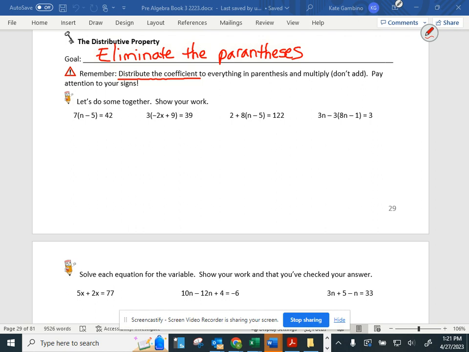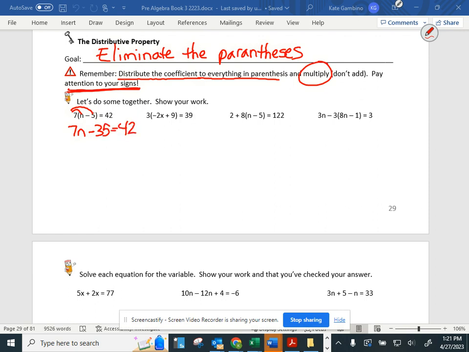Thank you. So remember, when we are distributing through the parentheses, we're multiplying. That number that's right outside of the parentheses means it is multiplication. So pay attention to your signs. We talked about this yesterday. So our first thing we're going to do is that distributive property. We're going to be multiplying. 7 times n is 7n. 7 times -5 is -35.